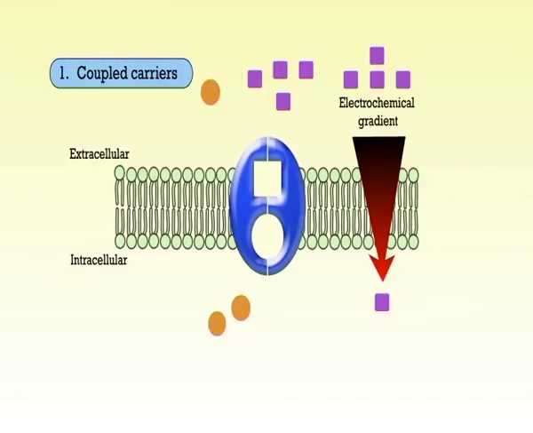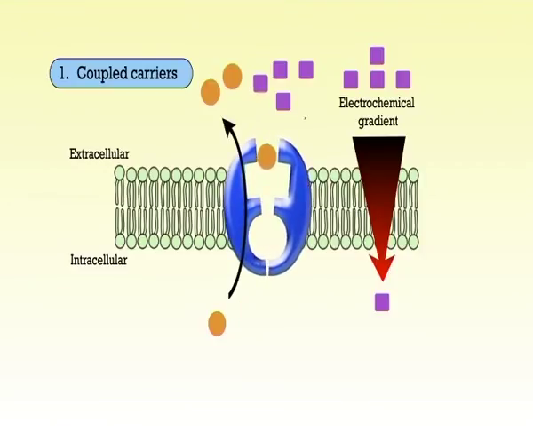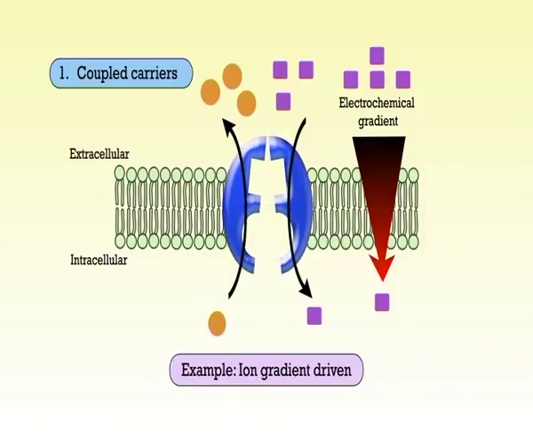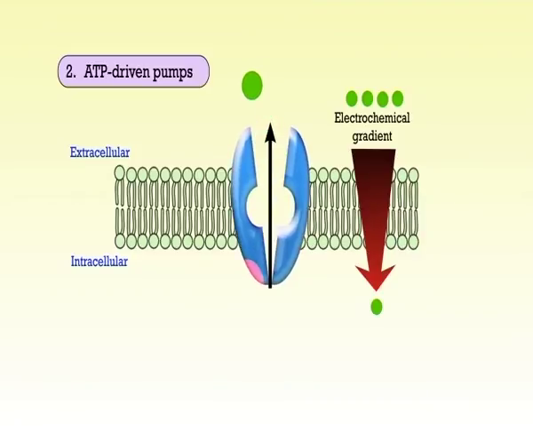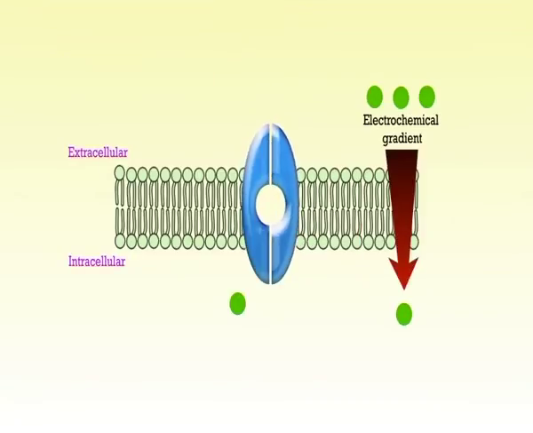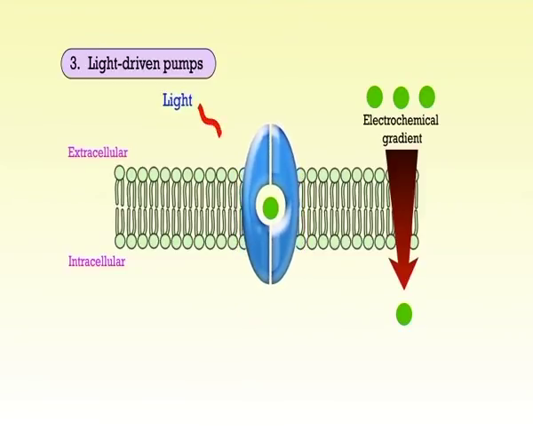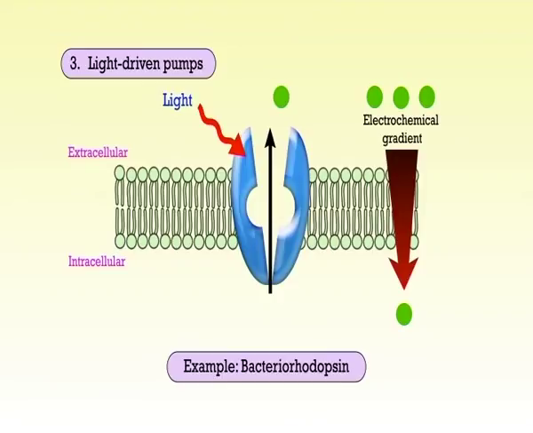First, coupled carriers couple the uphill transport of one metabolite across a membrane to the downhill transport of another, for example, ion gradient driven. Secondly, ATP-driven pumps couple uphill transport to the hydrolysis of ATP. And third, light-driven pumps, which are found mainly in bacterial cells, couple the uphill transport to the input of energy from light, for example, bacteriorhodopsin in bacterial cells.